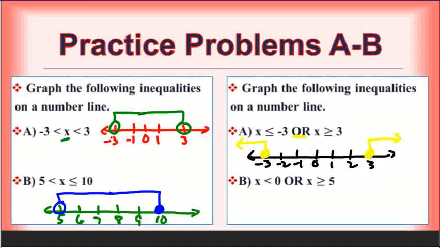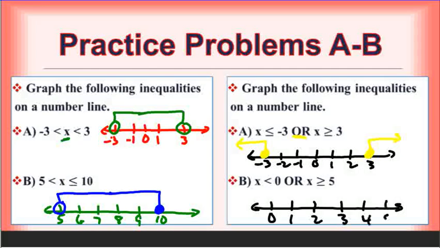And our last one here, draw our number line. Going from 0 to 5, so 0, 1, 2, 3, 4, 5. Open circle on 0. It's less than 0, so it goes to the left. Or filled in circle on 5, greater than 5, going to the right.